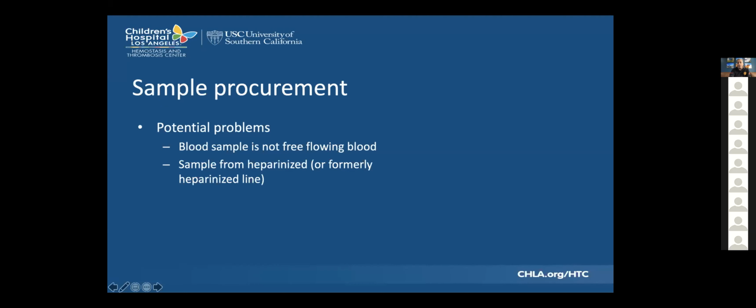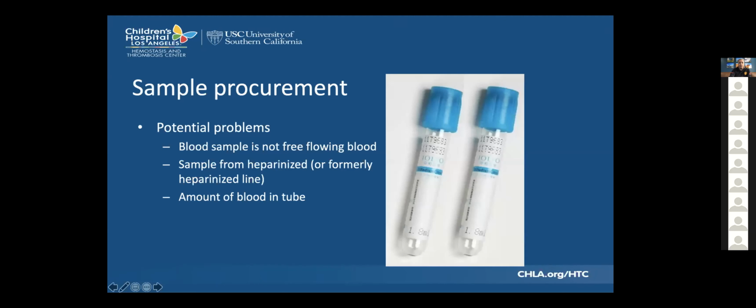Another problem is samples from a heparinized line or a formerly heparinized line. Maybe you ran heparin through there, and now you're not running heparin anymore, you're running saline, but the heparin really sticks to tubing. So even if a line is not actively running heparin, if it had been running heparin, that can cause a problem. The amount of blood in the tube is also crucial. I'll point that out in a second.